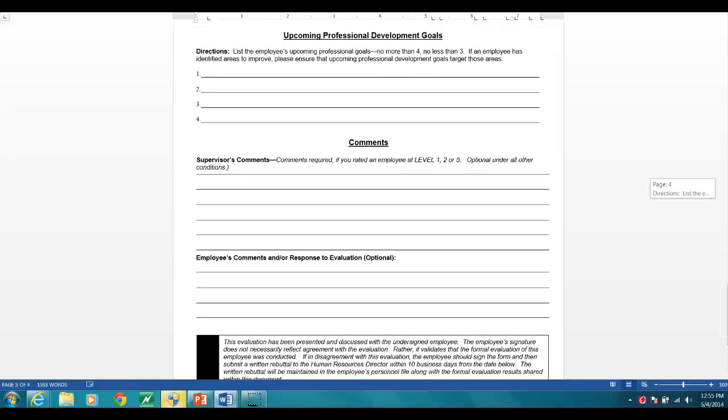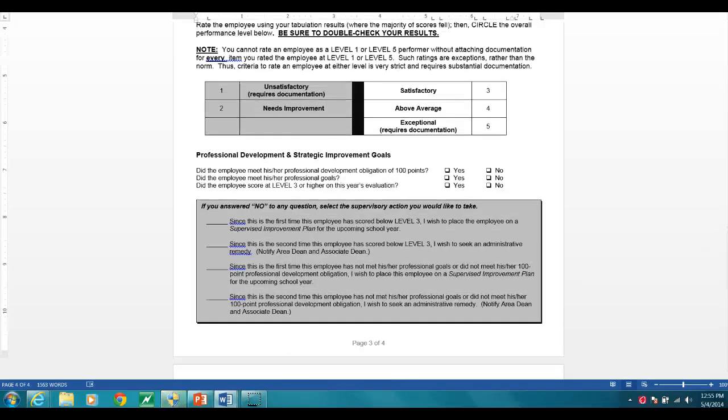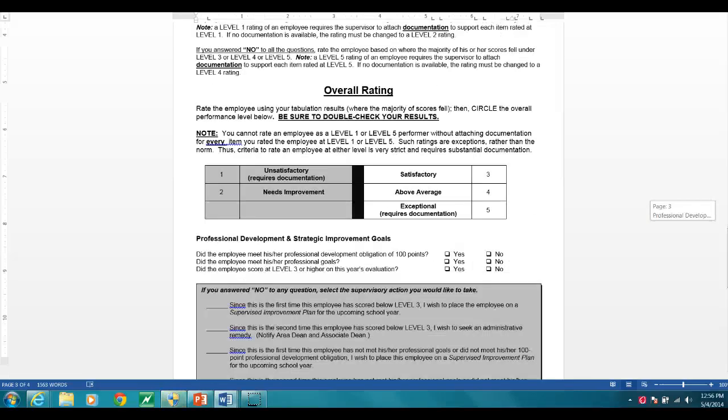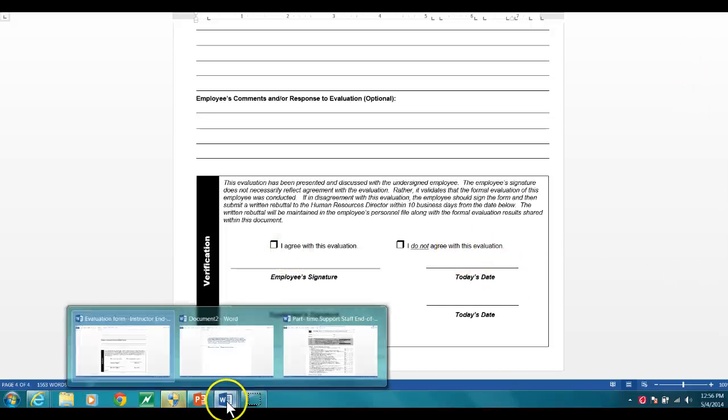And that's it. If you notice on the last page here, you list your upcoming professional development goals. When you're sitting there with your supervisor, you're talking about what you plan to do for next year. The supervisor can put additional comments here, and so can you, but these are optional areas. And then at the very end of your document, as we talked about earlier in the training today, is where you actually agree or disagree with the evaluation. So that is the instructor evaluation.